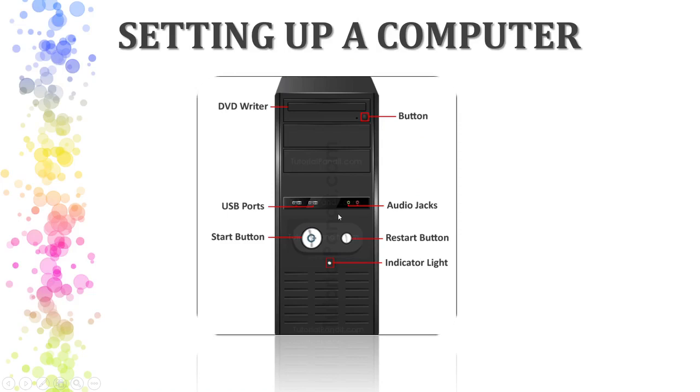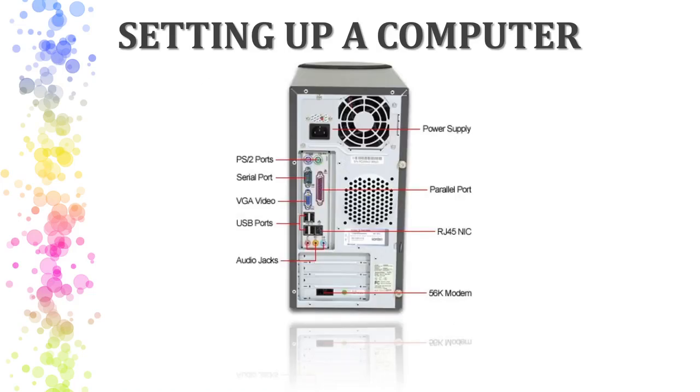You can see here this is the front view of the CPU and their names that I am showing here. Write them in your notebook, and this is the back of the CPU box and its keys. A power supply, first you have to write, PS2 ports second, third one is the serial port, fourth one is the VGA video, fifth one is the parallel port, sixth one is the USB port, seventh is the audio jack, and the eighth is the RJ45 and IC port.